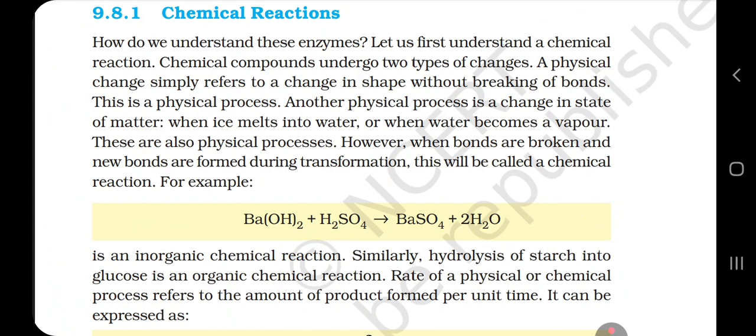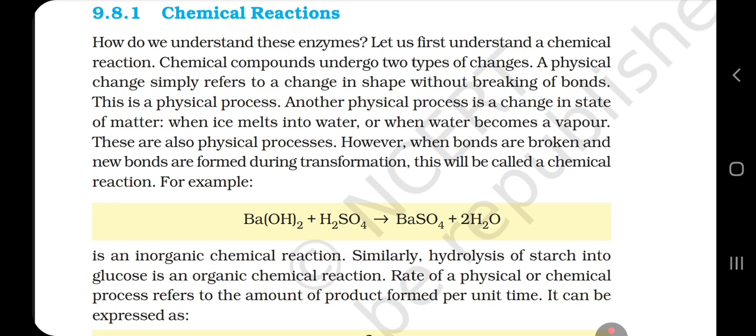9.8.1 Chemical reactions. How do we understand these enzymes? Let us first understand a chemical reaction. Chemical compounds undergo two types of changes. A physical change simply refers to the change in shape without breaking of bonds. This is a physical process. Another physical process is a change in the state of matter, when ice melts into water or water becomes vapor. These are also physical processes.